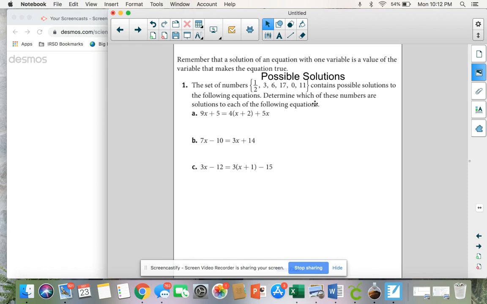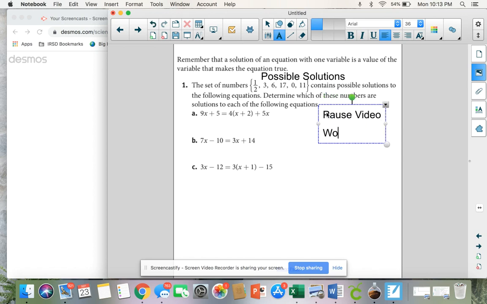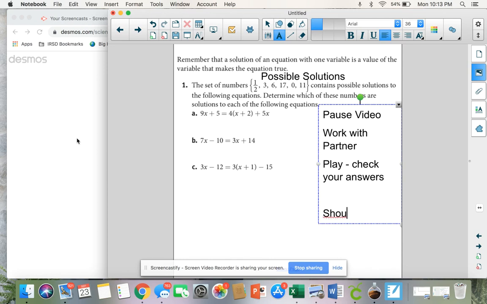So when I go through this, I'm going to go ahead and I'm going to solve A, B, and C. So right now, I want you to pause the video and I want you to work with a partner to figure out which of these solutions go with those potential equations. Once you have it figured out, I want you to hit play and check your answers. Okay, so right now you're pausing, working through those, and hitting play. You shouldn't need a calculator for this.